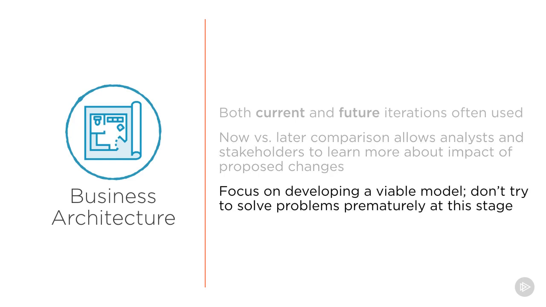The focus when developing a business architecture should be purely on developing a viable model of the business. We should be trying to represent it as objectively, as fairly, and as honestly and truthfully as possible so that it can be most useful to us. We don't want to try to solve problems prematurely at this stage, but rather focus on understanding the business as it is, and once we have begun to come up with potential solutions, create other architectures with those solutions in mind so that we can make comparisons accordingly.